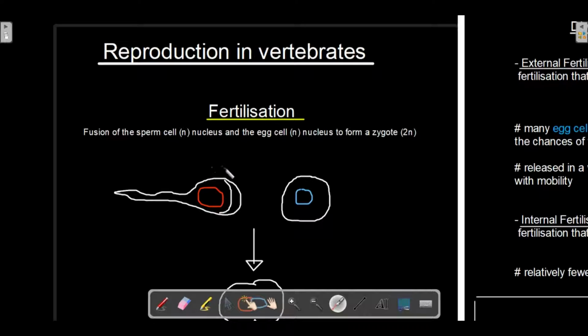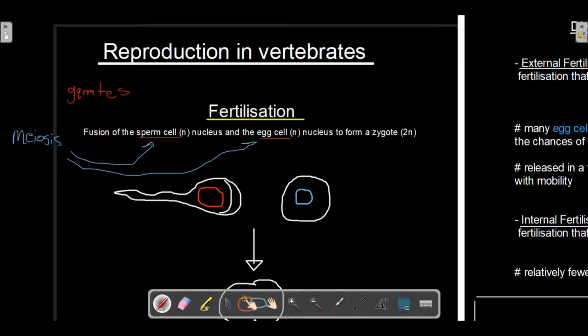So in the previous video, we said that we have what we call sex cells, which in scientific terms are gametes. So gametes are sex cells, and that includes sperm cells and egg cells. We said that these are produced during the cell division of meiosis. So during meiosis, we produce sperm cells in the testicles in males and egg cells in the ovaries in females.